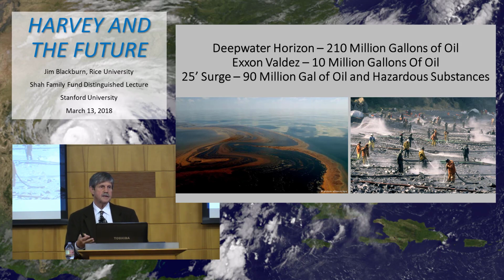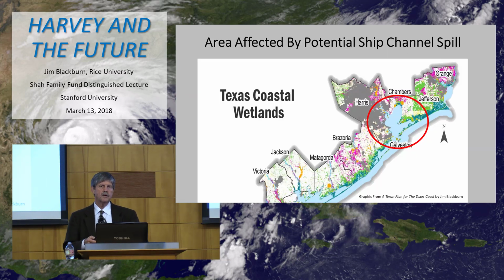Exxon Valdez was 10 million gallons. Deepwater Horizon, 210 million. And all of that waste material would come back into the Galveston Bay system, which is probably the second most prolific estuarine area in the United States. It is ringed, particularly on the east side and the south side, by a beautiful wetlands complex. So it would probably be the worst environmental disaster in United States history.